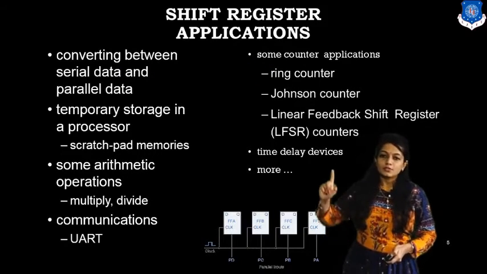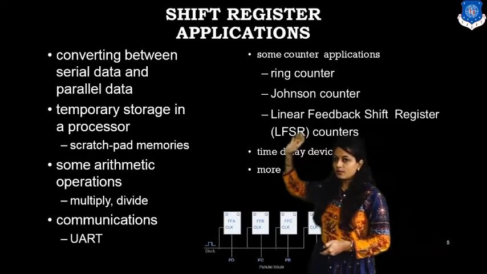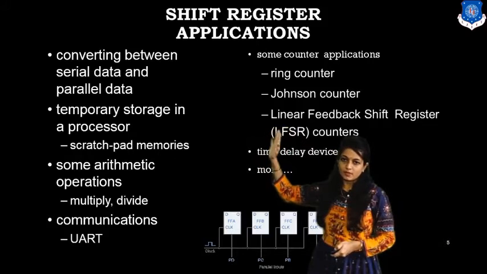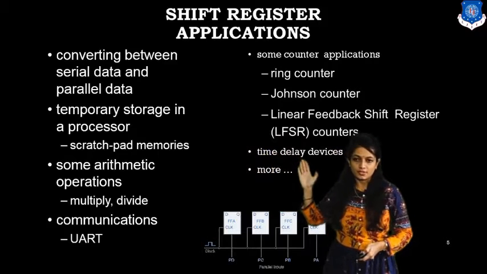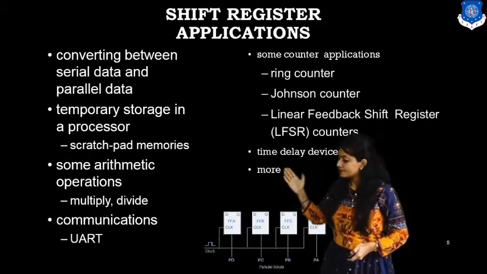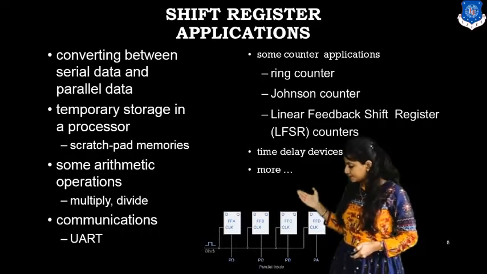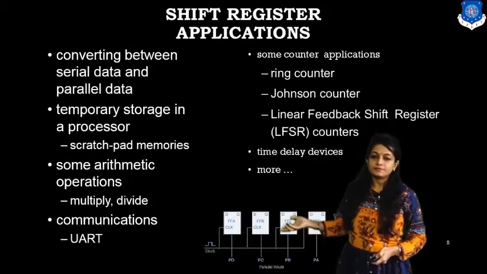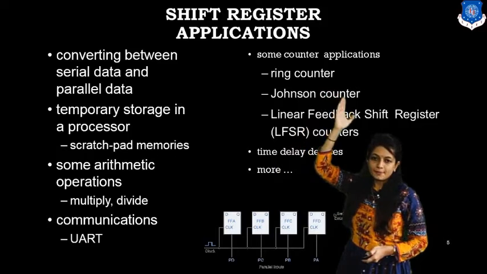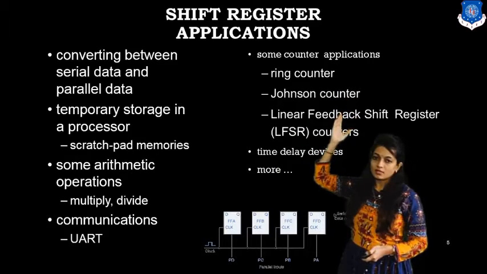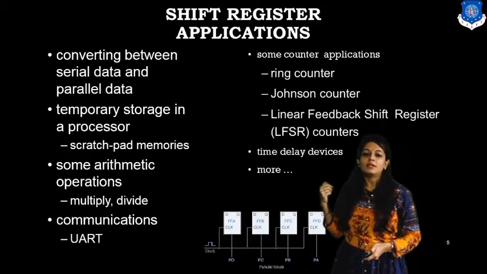The applications of the shift register: first is converting between serial data into parallel and vice versa, and it is used for temporary storage in the microprocessor. It is also used for arithmetic and logical operations, and for communication. In some counter applications like ring counter, Johnson counter, the linear feedback shift register, and time delay devices.